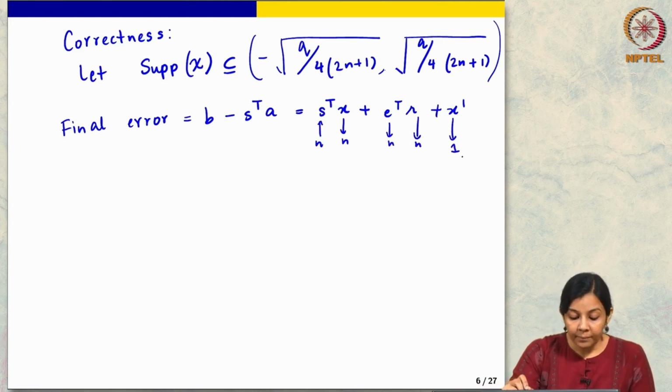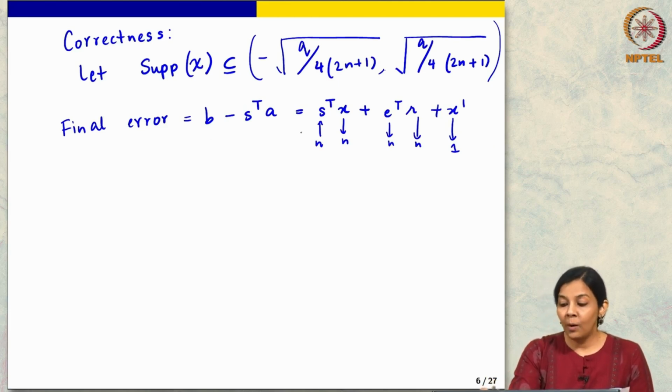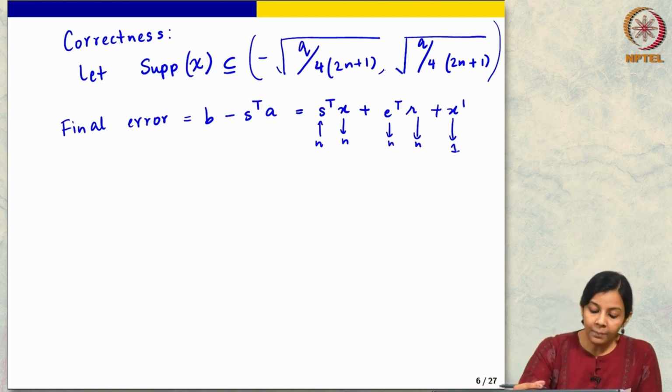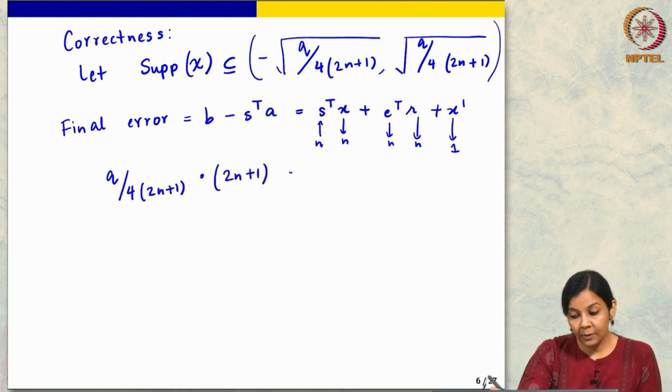So, given that S, X, E, R and X prime are all sampled from chi and I have a bound on chi, I should be able to bound this whole quantity, right. And a very simple bound is q over 4 to n plus 1 times 2n plus 1, which is q over 4. This is a very simple bound. You can see how it comes about.